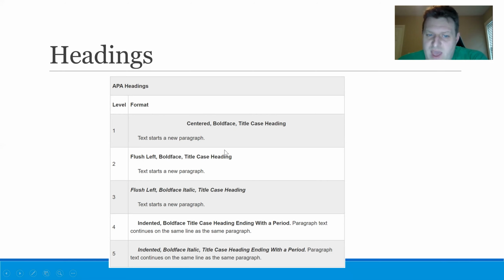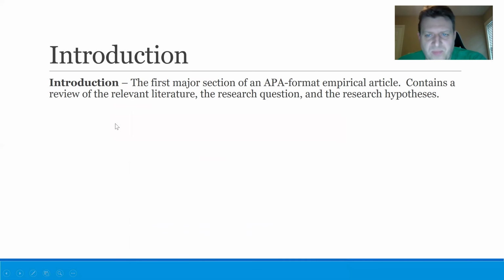If you have a level 3 heading, the only change from level 2 is that it's now in italics. And you can go further down, but I would imagine that's not something you're likely to do, at least not for a while. So I just want to include these APA headings if you go into further subdivisions here.